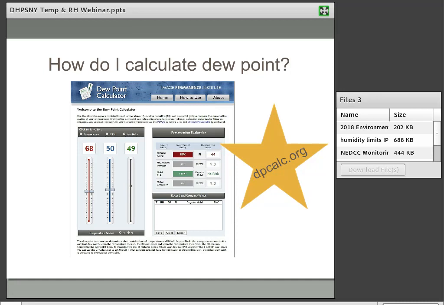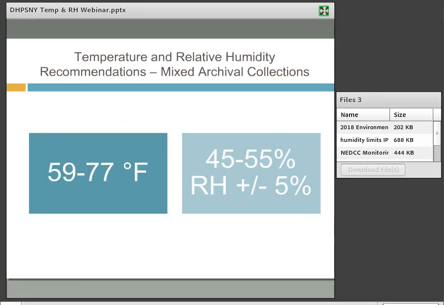I can't recommend it highly enough because I'm not particularly amazing at math, so this is very, very helpful for me. And I think it's helpful for a lot of people who are in charge of monitoring the environment and collections.